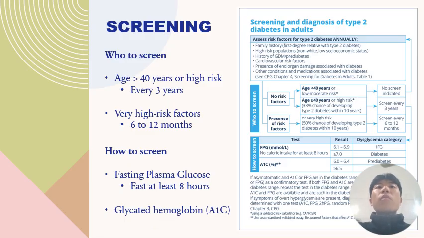First of all, you have to learn the criteria of diabetic screening. Someone who is aged more than 40 years or has high risk should be screened every 3 years. Someone who has very high risk factors should check their blood sugar levels every 6 to 12 months. To screen for diabetes, you will use fasting plasma glucose level or glycated hemoglobin level.